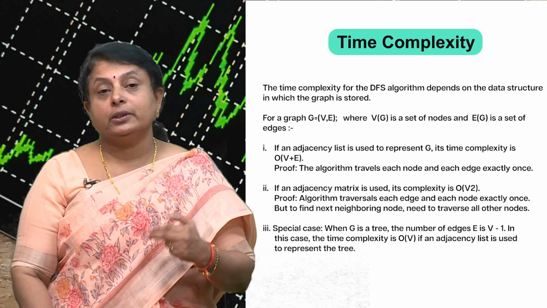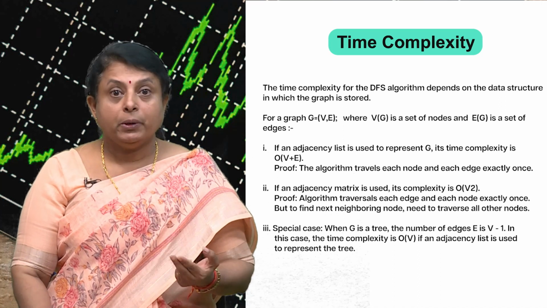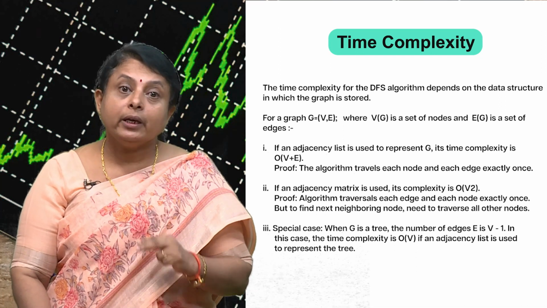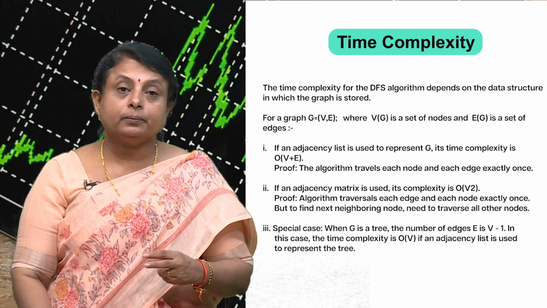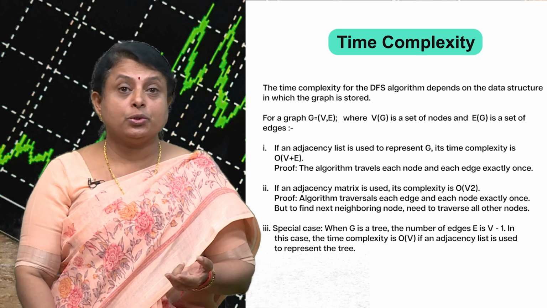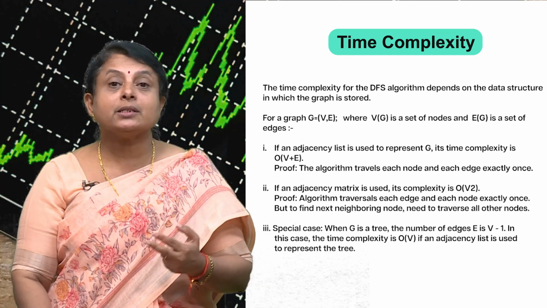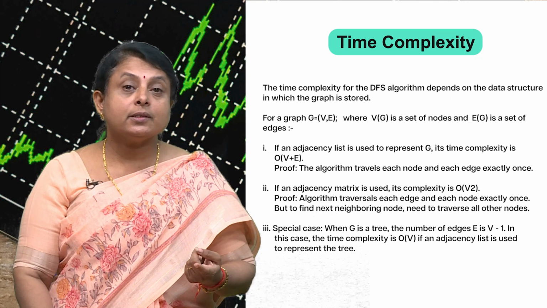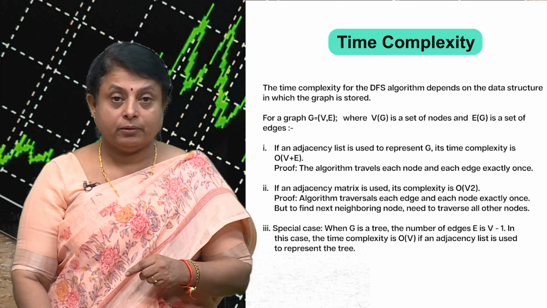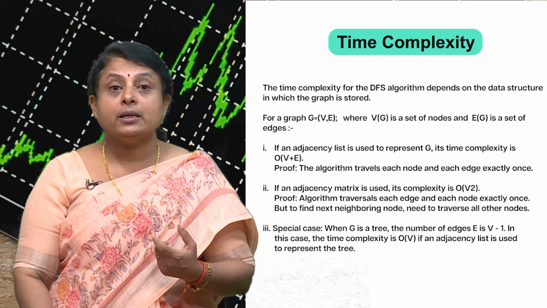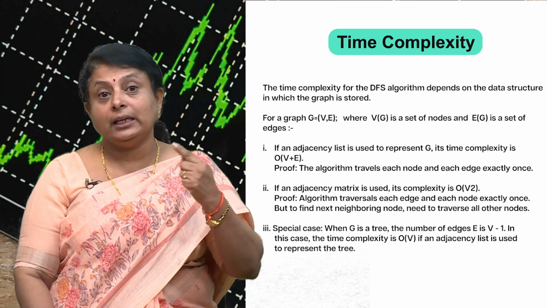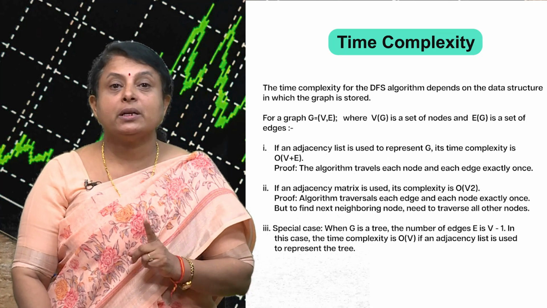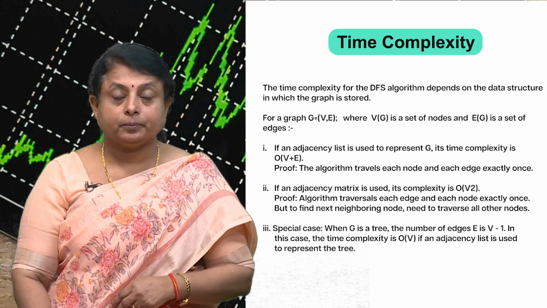Time complexity for the DFS algorithm can be calculated as follows: the time complexity depends on the data structure in which the graph is stored. If an adjacency list is used to represent the graph, its time complexity ends up as O(V+E), where V is the number of vertices in the graph and E is the number of edges in the graph. Proof of the formula is the algorithm travels each node and each edge exactly once. So, that is where O(V+E) is the time complexity.